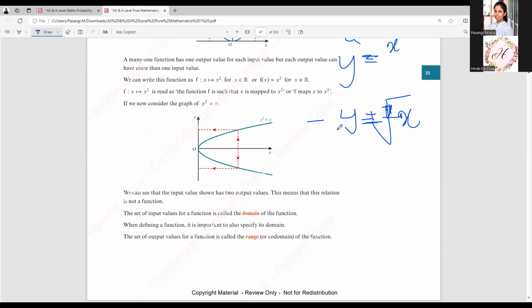Then for this square root of x value, okay, we'll do it like this. You know that minus 2 to minus 2, okay. So how am I going to say it?